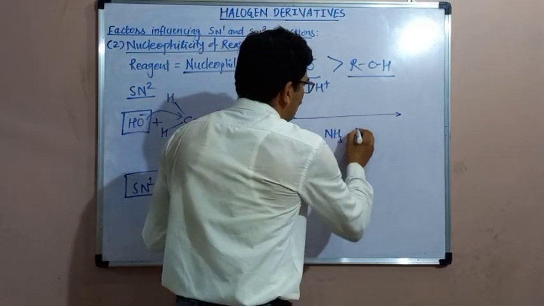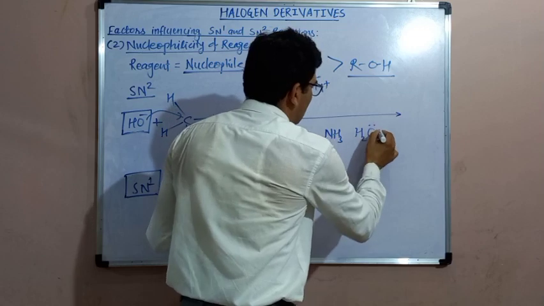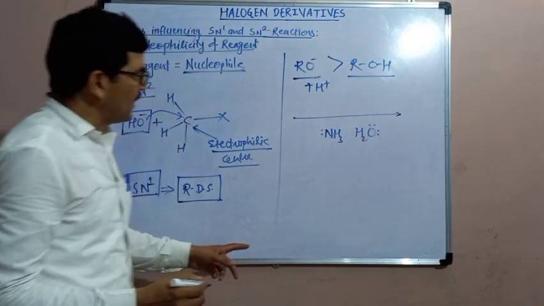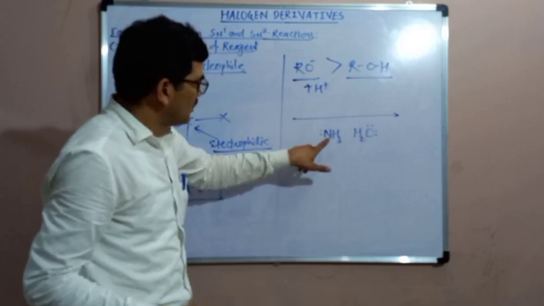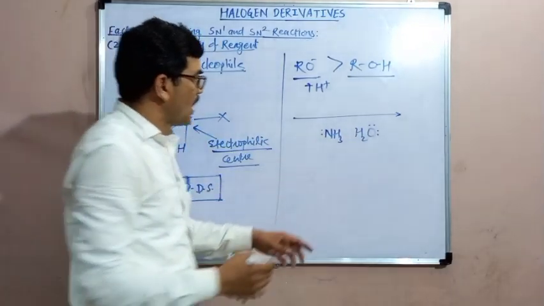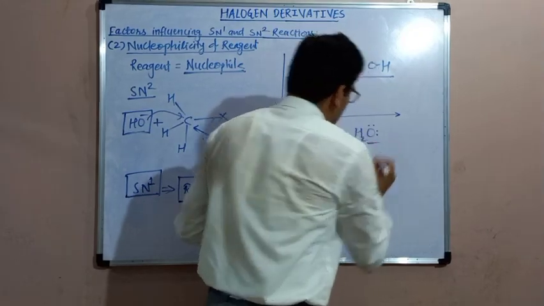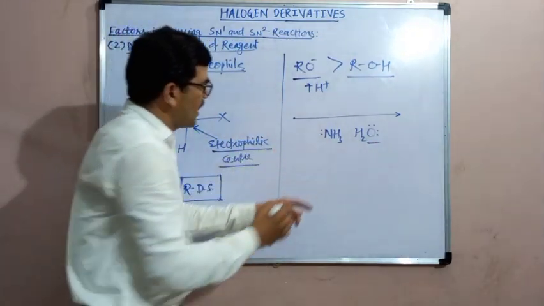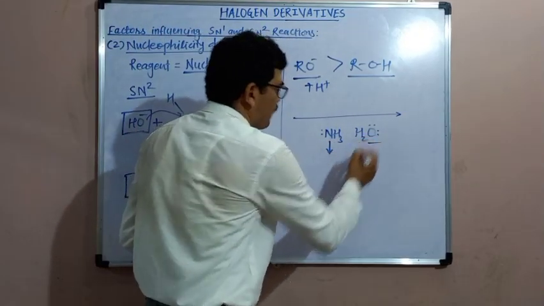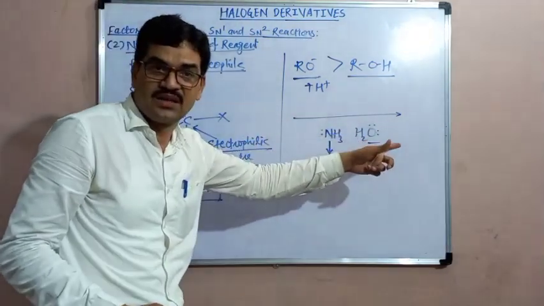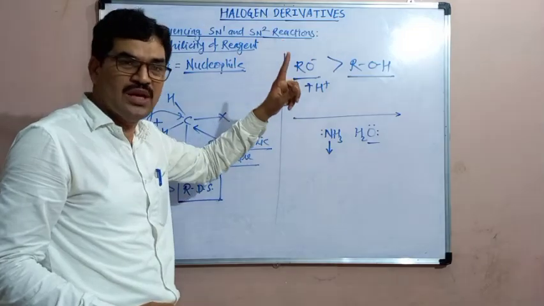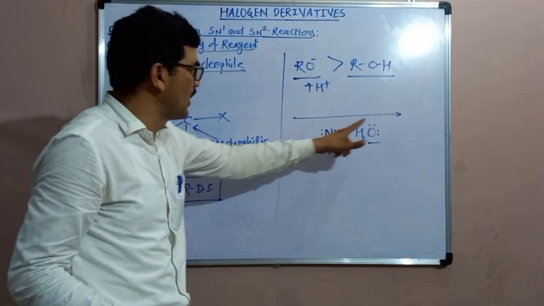NH3 and H2O are two nucleophiles. In a period, moving from left to right, nitrogen is followed by oxygen, and their nucleophilicity is different. The nucleophilicity of ammonia is greater than that of water. This means ammonia is a stronger nucleophile than water, so nucleophilicity depends on the nature of the electron donating atom.